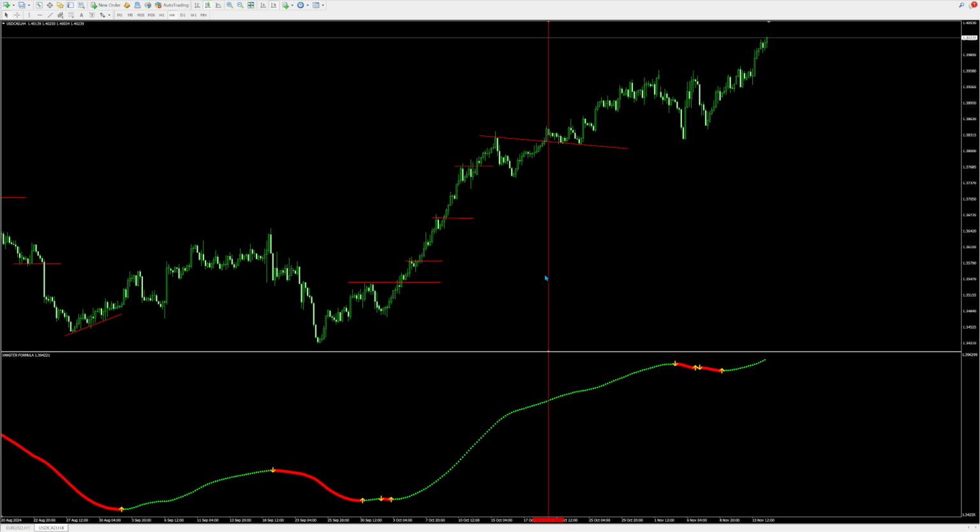So that's the various ways to implement the Xmaster formula as I see it. If somebody else sees it differently, that's up to them. Hopefully you found something useful in this video, whether that's in terms of price action, trade and money management, or the indicator itself.